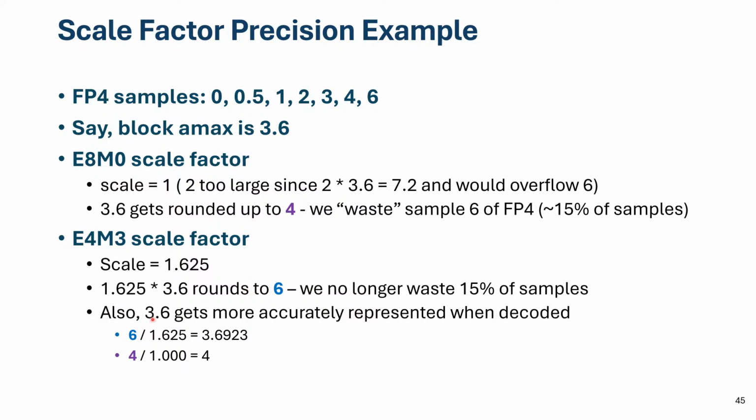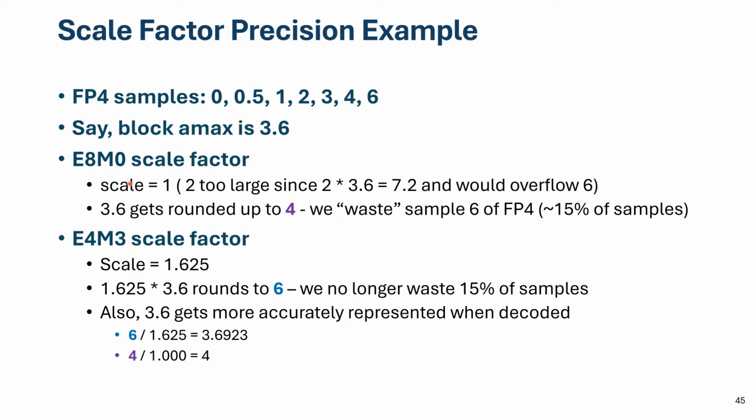The other one is that 3.6 gets more accurately represented when we decode it. If I look at what happens with the E4M3 scale factor, I took my 3.6 original value, multiplied with the 1.65 scale factor, and rounded to 6. To decode, I have to divide by the scale factor. So 6 divided by 1.65, I get back 3.7 roughly. That's what I get back. So it's not exactly 3.6, it's off, and we can see the error is about 0.1.